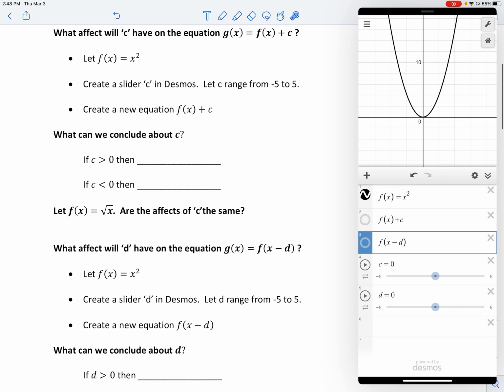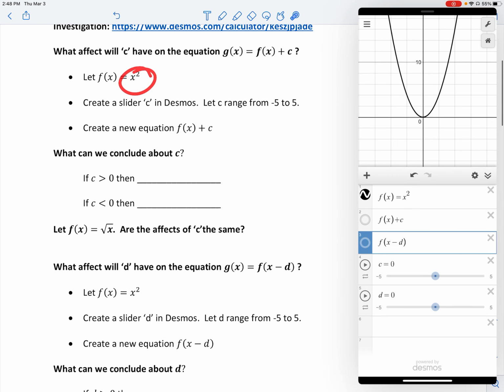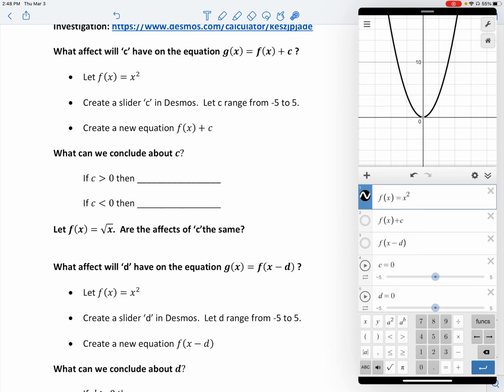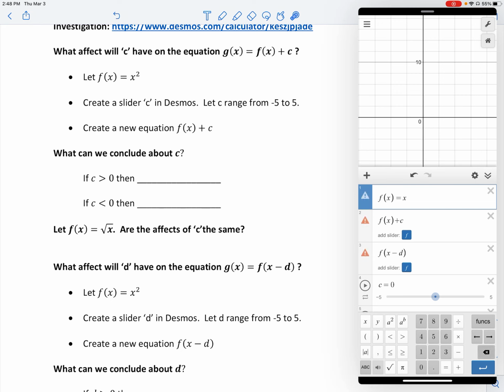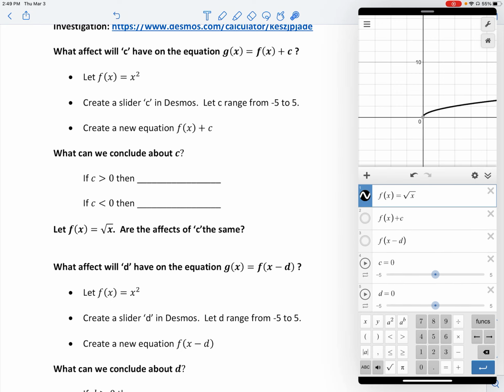Once you've done that, I would then like you to change the function. Right now we're doing x squared. You can go in here and change this to root x, so we have the square root of x. Then I would like you to turn on your parameter c here and observe what happens to the graph. When you hit play for c, you should also have this one turned on as well.